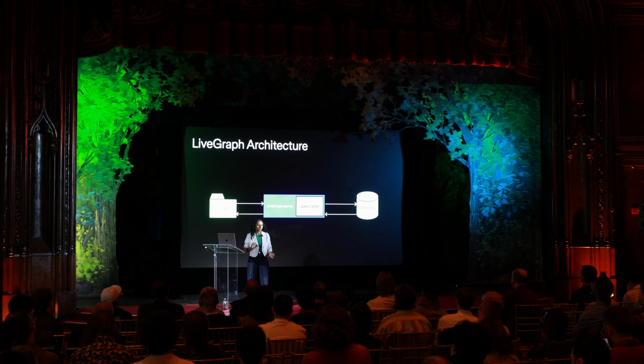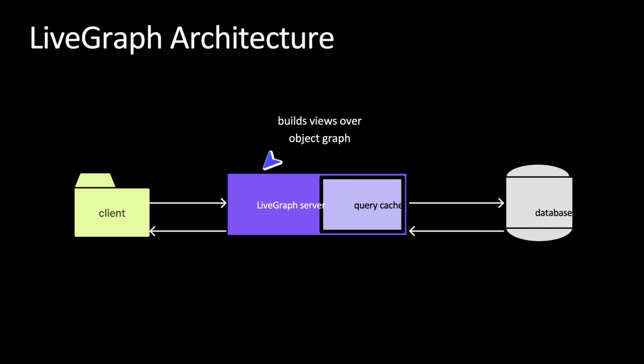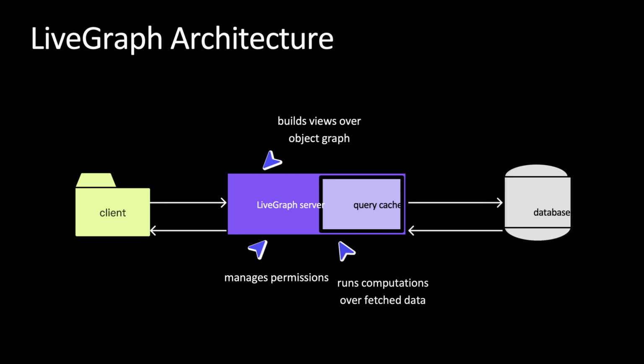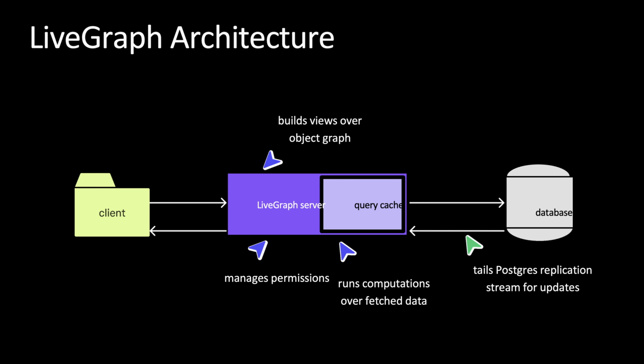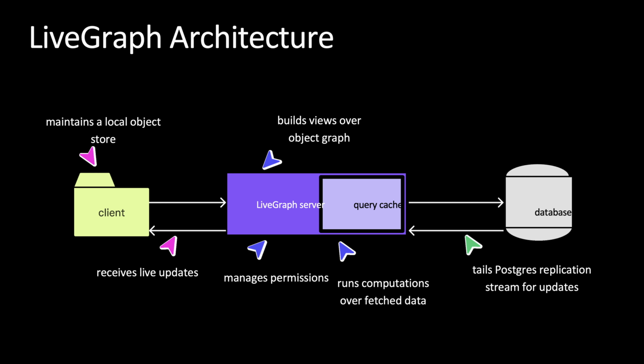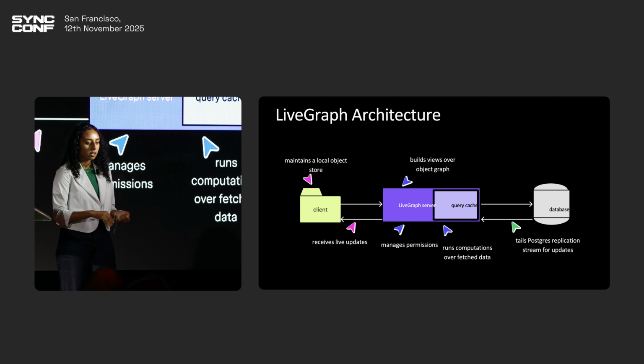We have our primary server with a query cache in it. It's building views over our GraphQL-like object graph. This also manages permissions and runs computed fields. And we tail the Postgres replication stream for updates. These updates then get propagated through the server down to the client over WebSocket, which maintains a local object store. So it's a stateful client.